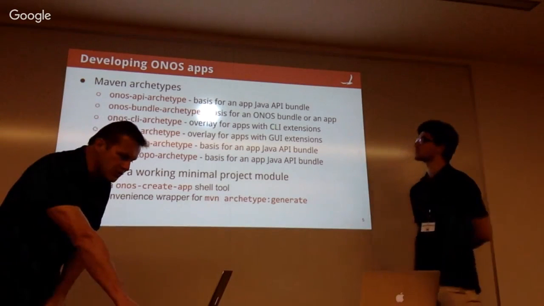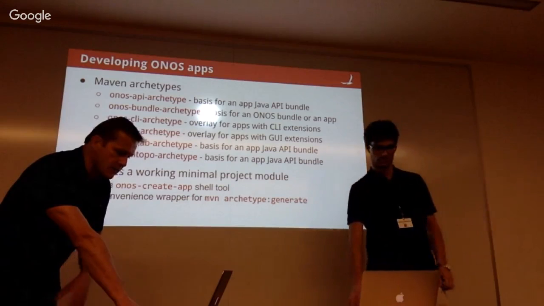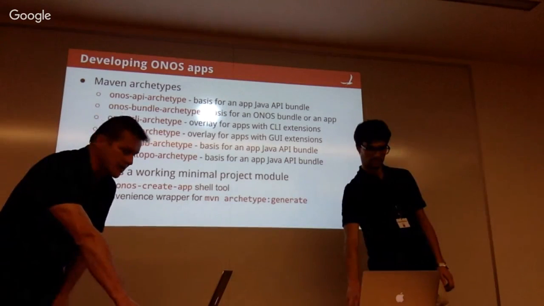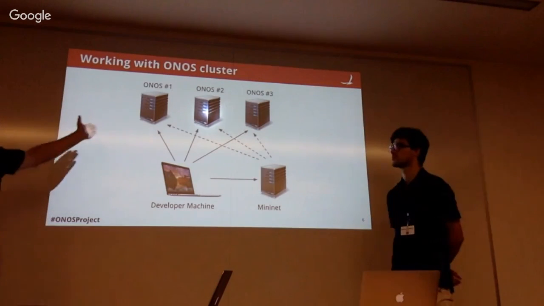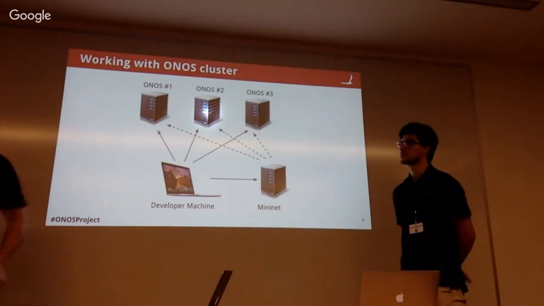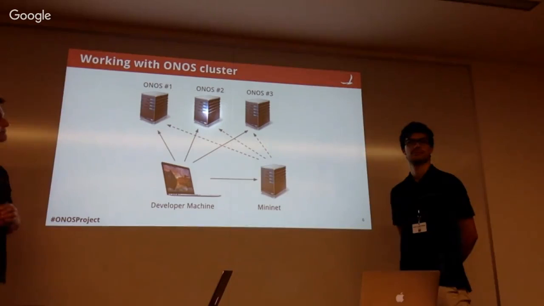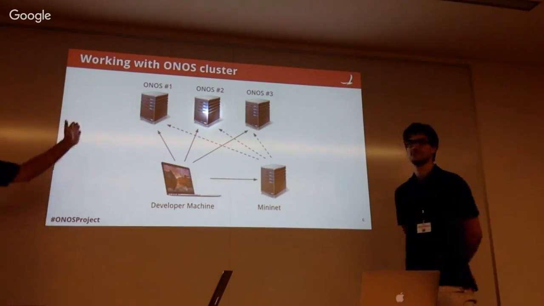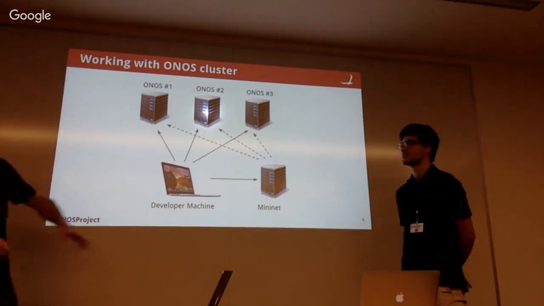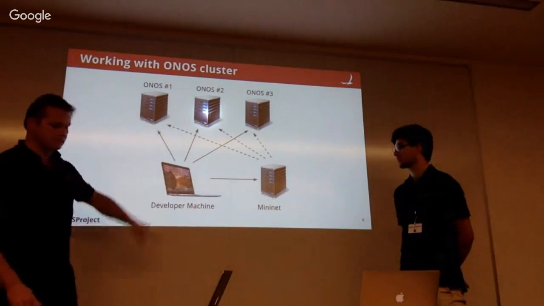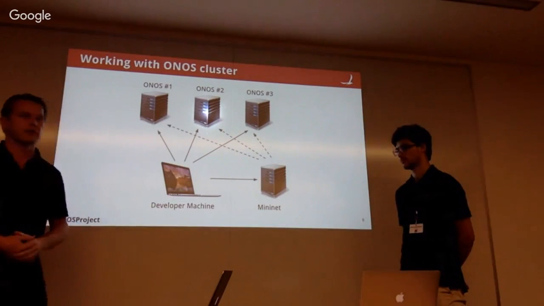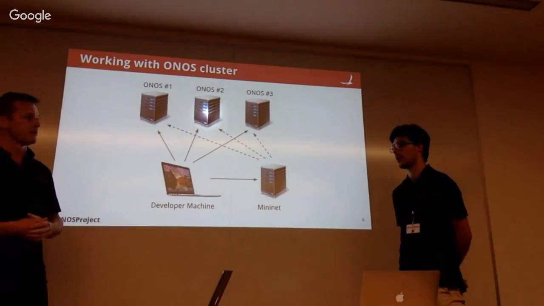So today I'll show you how to work with these archetypes. For that, we're going to use the following environment, which is actually located in Menlo Park. We have a VPN connection to it, which comprises 3 ONOS nodes, a network node where we're simulating Mininet, and of course the laptop, which is this machine right here that I'll be operating while Andrea provides the narrative.